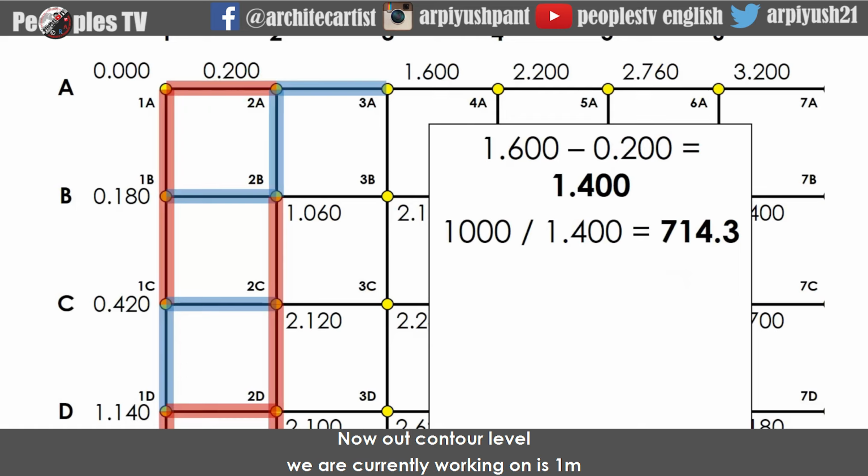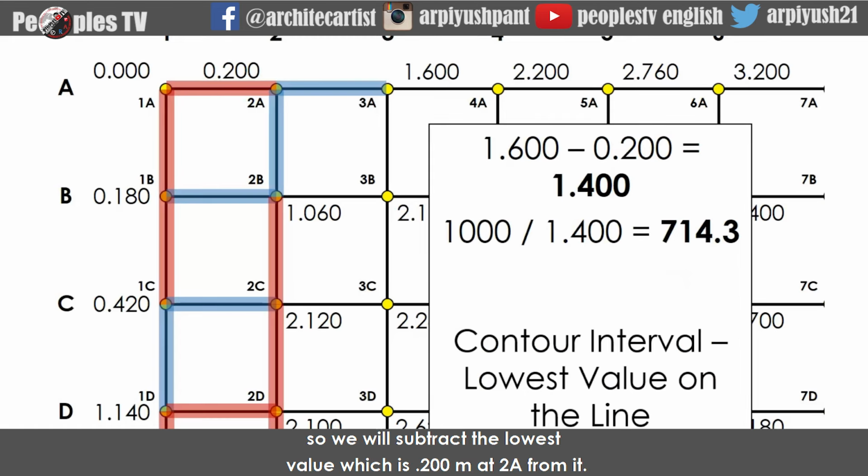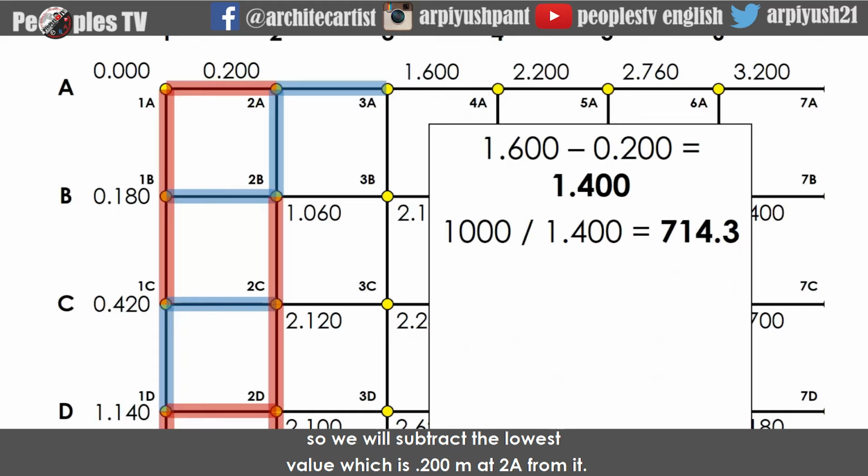Now our contour level we are currently working on is 1 meter. So we will subtract the lowest value, which is 0.200 meters at 2A, from it.